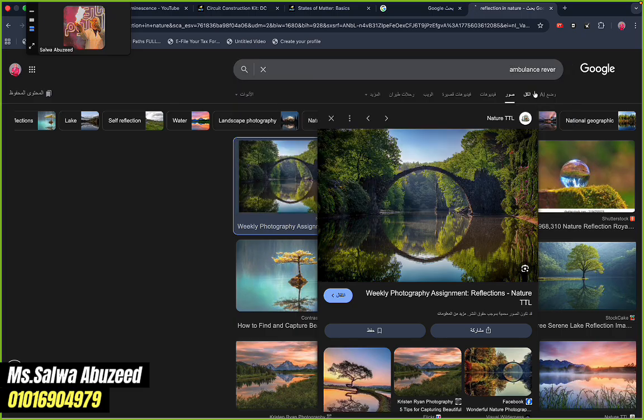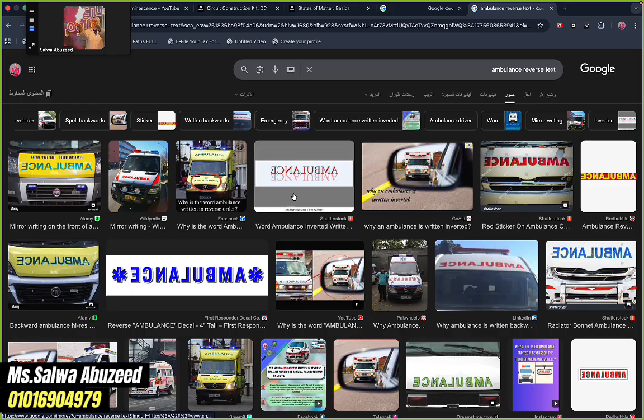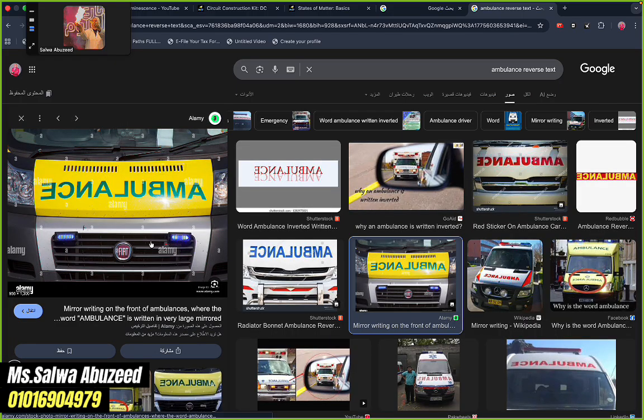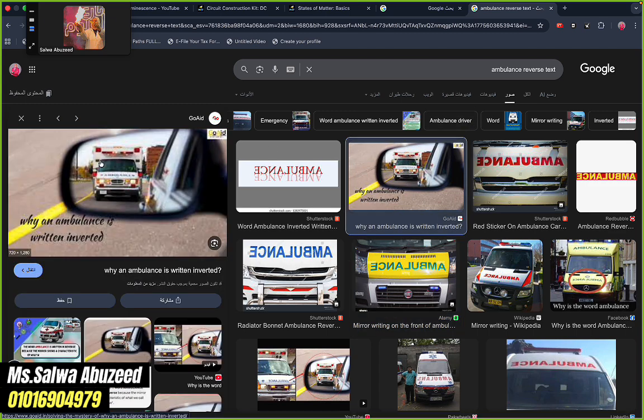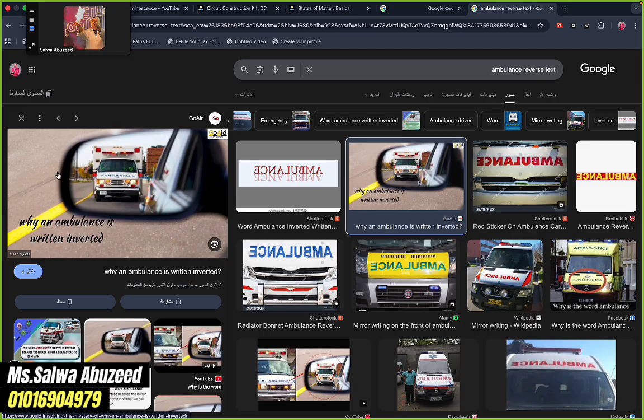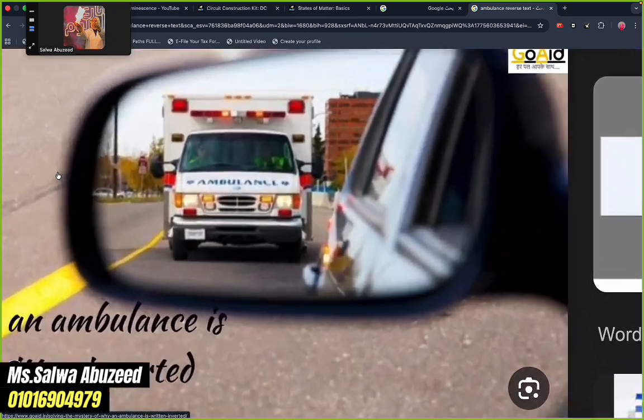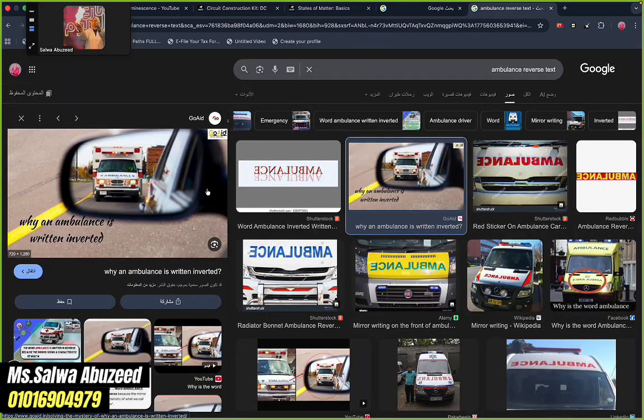is written reversely, it's because if there is a car in front of the ambulance and the driver cannot see it, when he looks in the mirror of the car, it will be written correctly, like this one, you see? So ambulance is actually written in the opposite way, but when you look in the mirror, it will be written in the correct way. So that's why it's written in reverse. So the mirror reverses the letters.